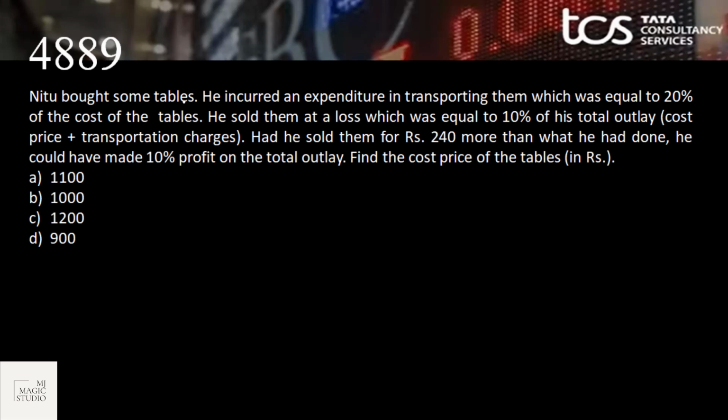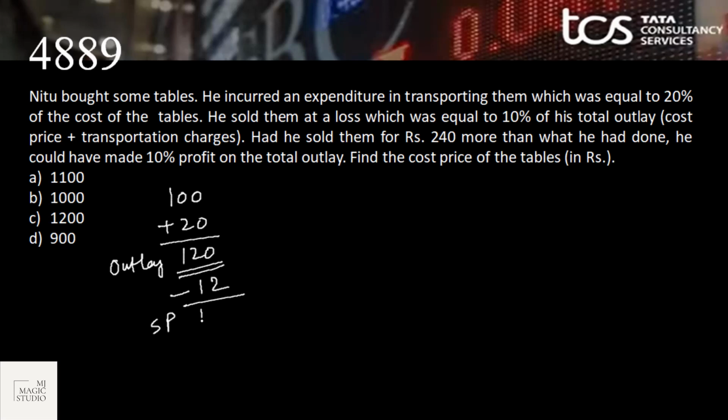Neetu bought some tables. He incurred an expenditure in transporting them which was equal to 20% of the cost of the table. He sold them at a loss which was equal to 10% of his total outlay. Total outlay means cost plus transportation. Let the cost of table be 100. Then transportation cost is 20%. That means total outlay is 120. That is his total cost. Now he sold them at a loss which was equal to 10%. That means loss of 12. That means he should get in return 108.